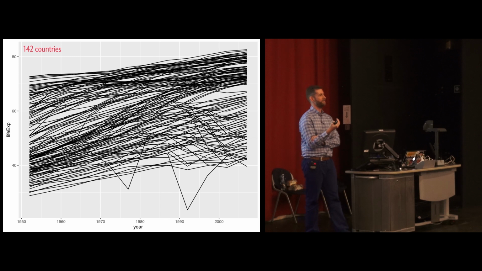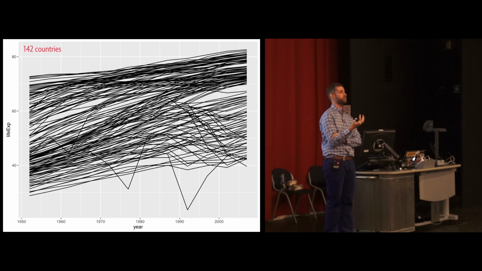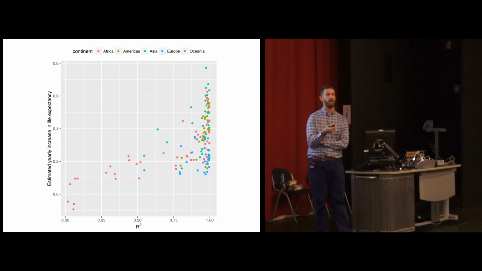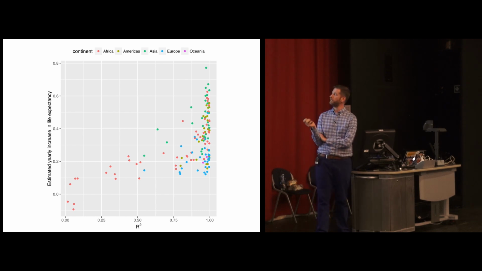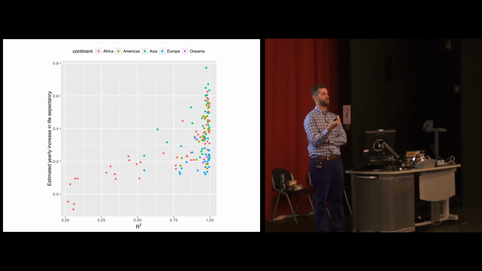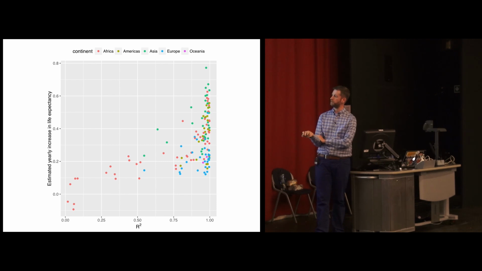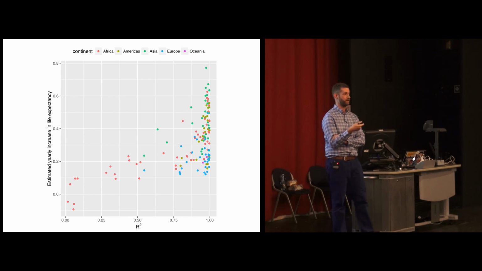And so it turns out that even just to do visualization, doing some modeling is really, really useful. So what we're going to work our way towards is a plot like this. Now each of these dots is a country. And what I've done is I've fit a very simple linear model to each country. I've summarized the quality of that model with the R squared on the x-axis, and then the main parameter of that model, which is the average yearly increase in life expectancy.